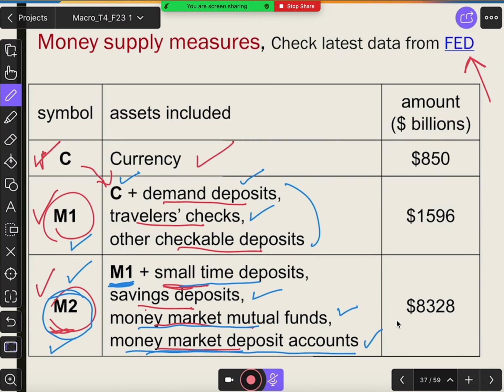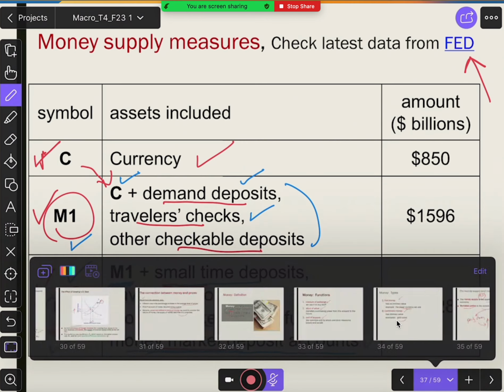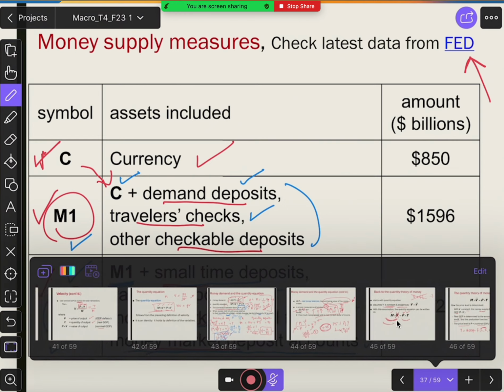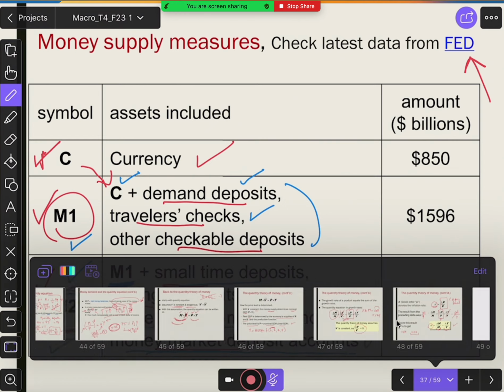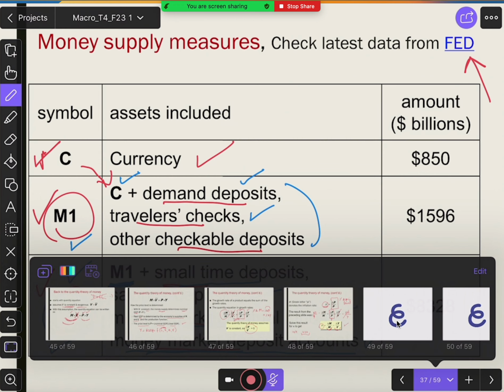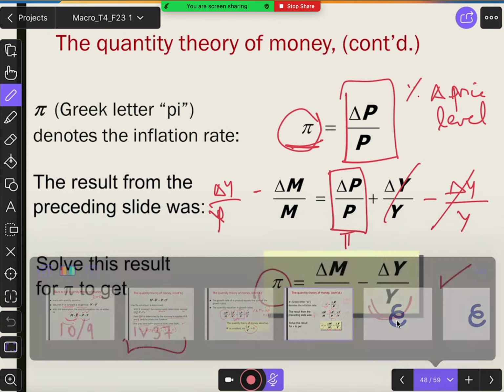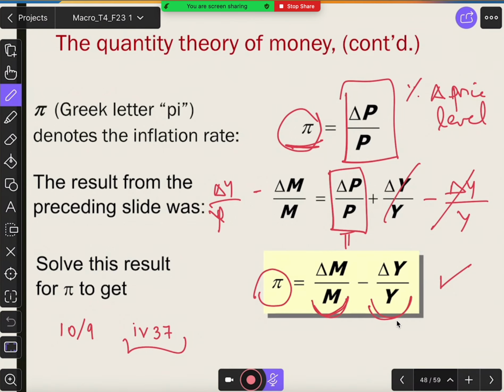All right, so let's continue our topic, and I think we stopped where? So we were talking about the quantity theory of money, and yes, this is the slide that we stopped at in the previous two videos.